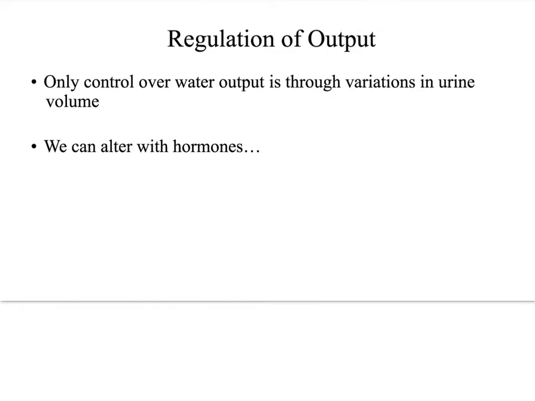Okay, now regulation of output. The only way we can control what goes out is to vary urine volume. So the only way we can control it is through urine, and we can alter that with hormones, and the next section will be hormones.